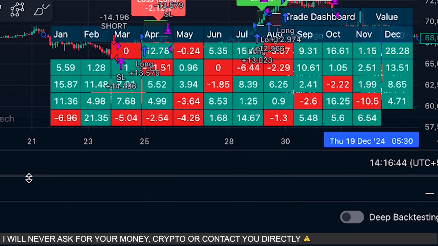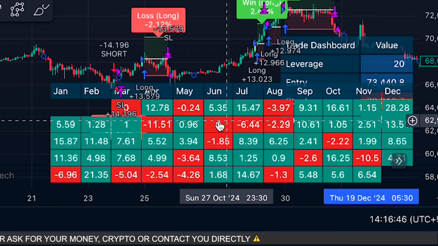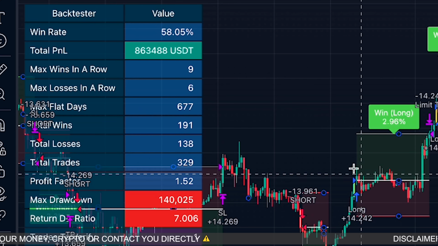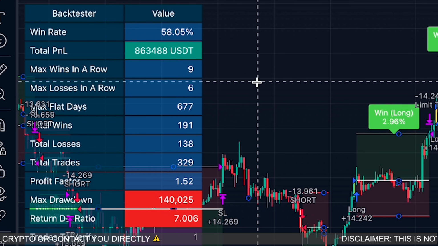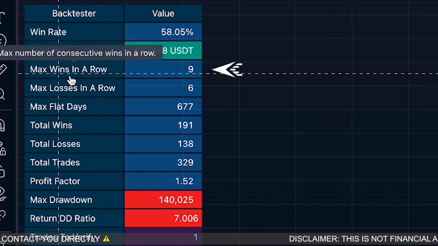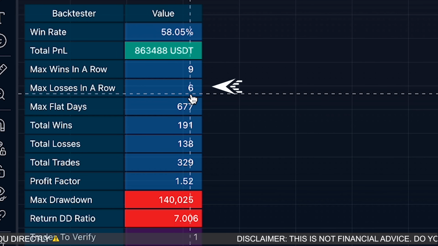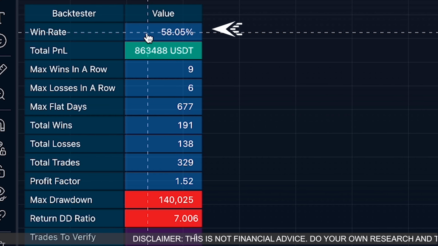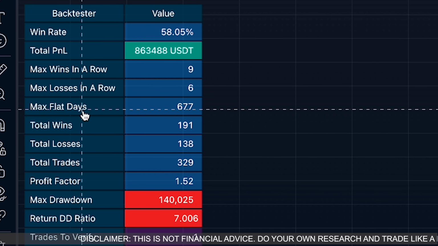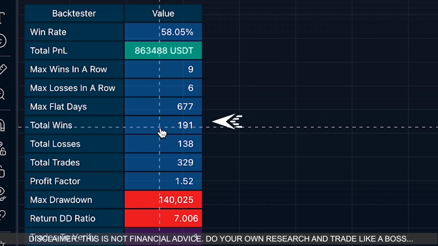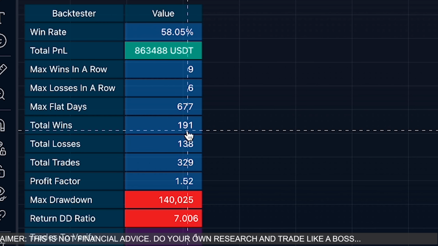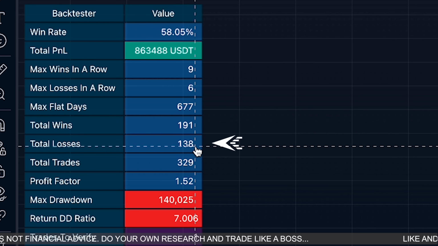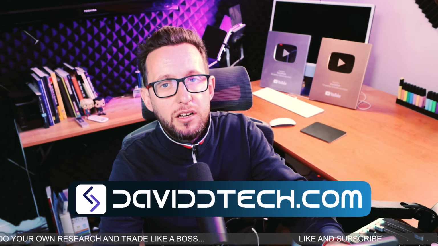Okay, so as you can see, the months look pretty good over here, and over on the backtesting results table, we have a max wins in a row of 9, max losses in a row of 6. As I said earlier, almost a 60% win rate, and you can see we have total wins of 191 and total losses of 138. Right, let's go over to the David Tech website. We're going to go through the live trading results and some other coin pairs as well.